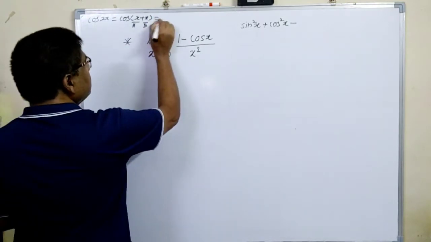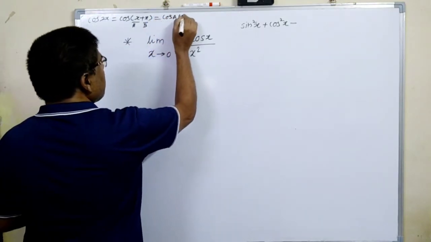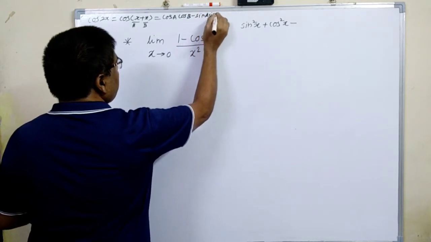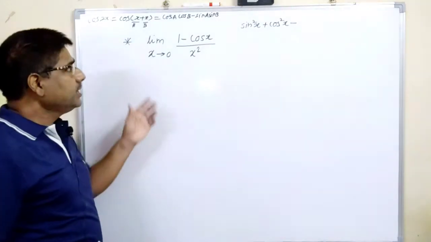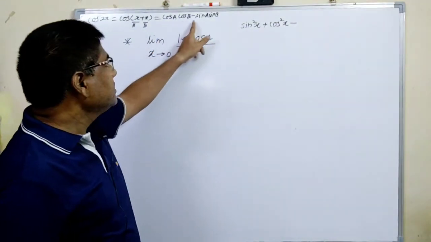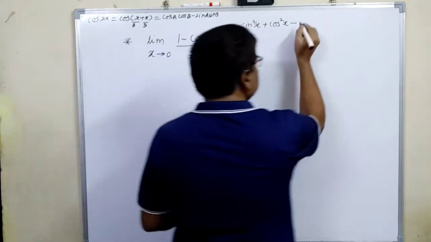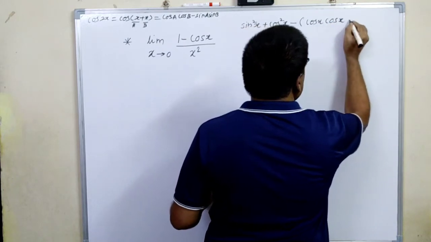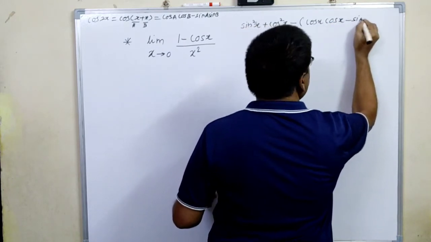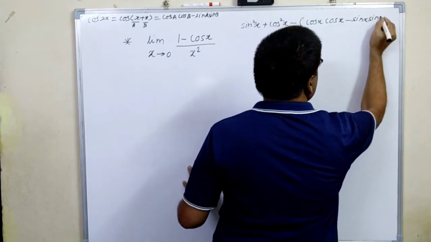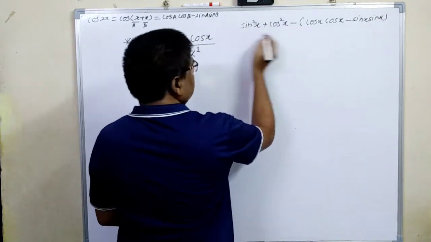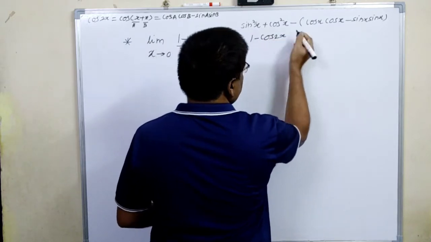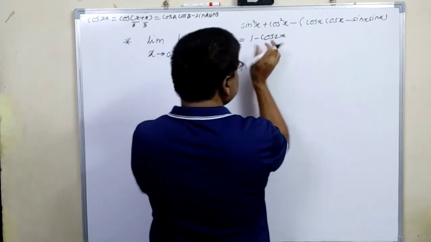This is equal to cos a cos b minus sin a sin b. As a and b are same, that is cos x cos x minus sin x sin x. See, we are deriving formula for 1 minus cos 2x. Okay, standard formula.